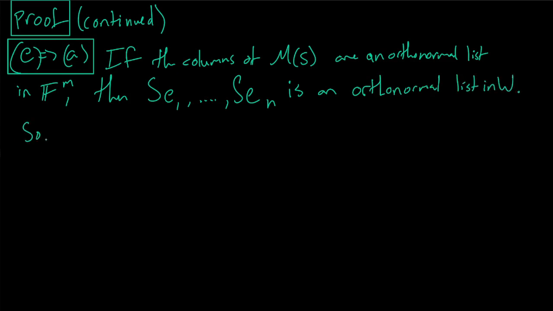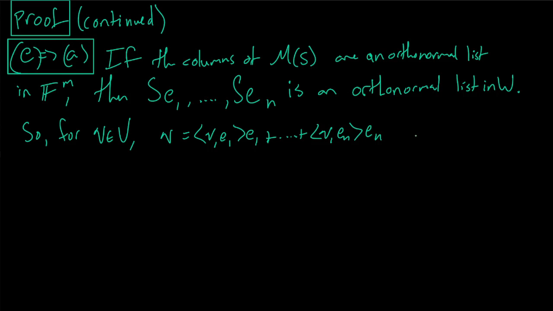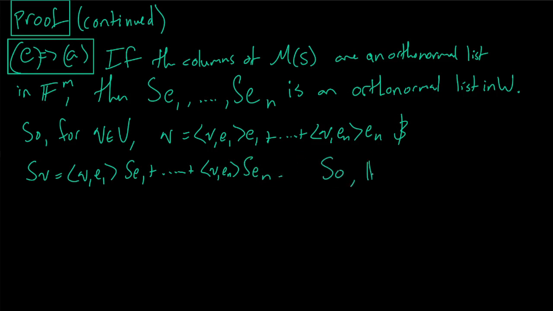Okay, so for v in V, notice that v is equal to <v, e1>e1 plus all the way down through <v, en>en, where e1 through en is our orthonormal basis. This is our nice little formula for how to get the coefficients out of inner products for an orthonormal basis. And watch this, Sv is equal to, I'll just apply S to everything here, <v, e1>Se1 plus all the way down through <v, en>Sen.